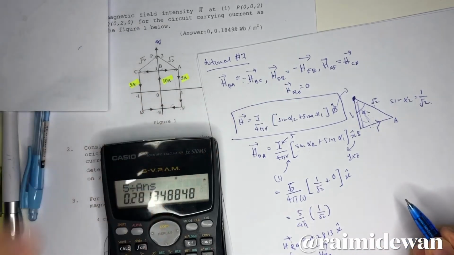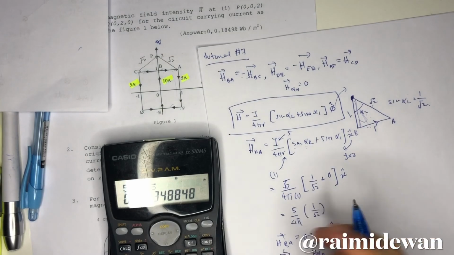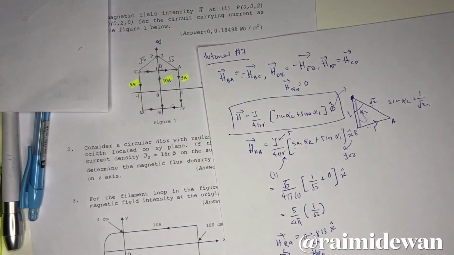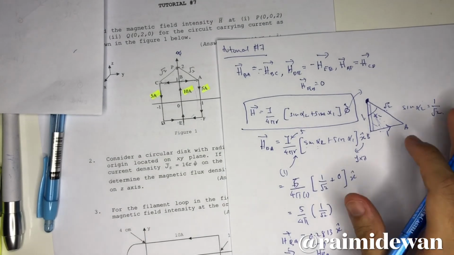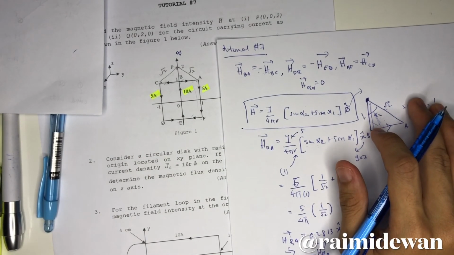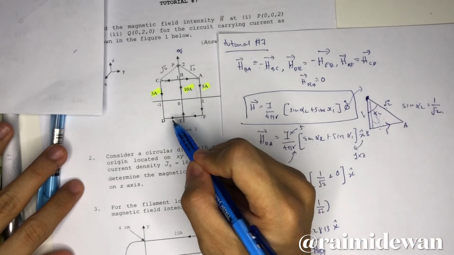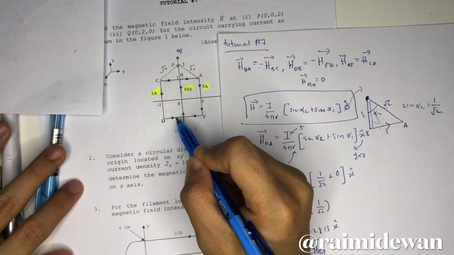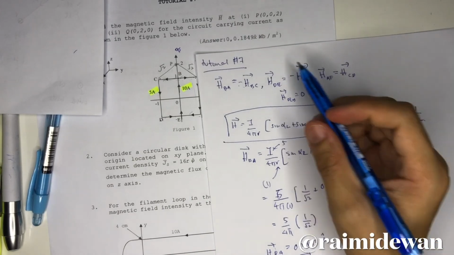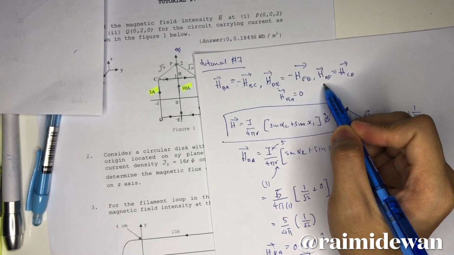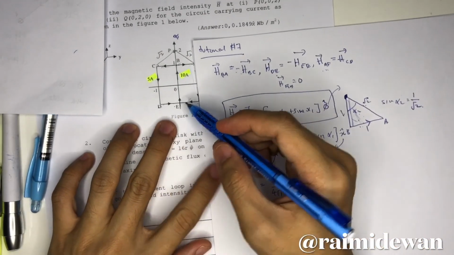So based from this, you can settle the rest for your DE and also your AF. So for DE, you can try yourself.